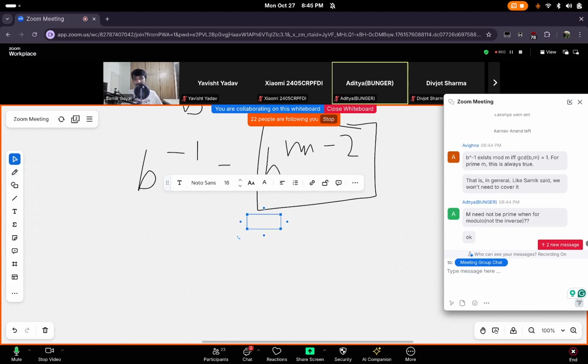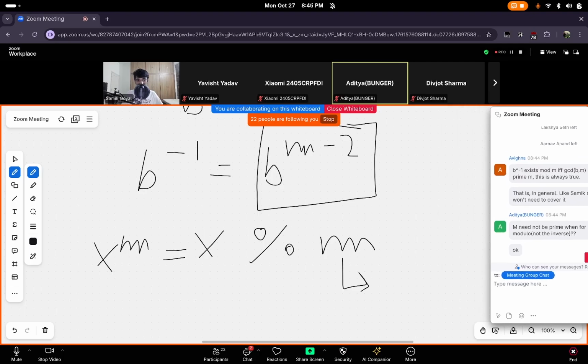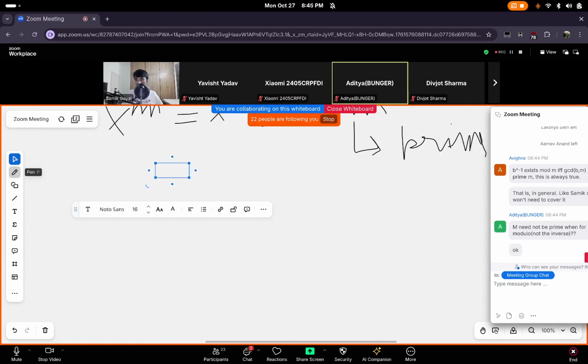So this formula actually comes from something called Fermat's little theorem. What that basically states is x to the m is x mod m when m is prime. Right? This is the theorem.